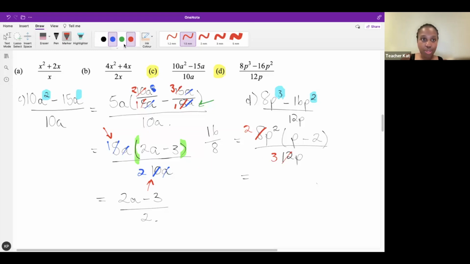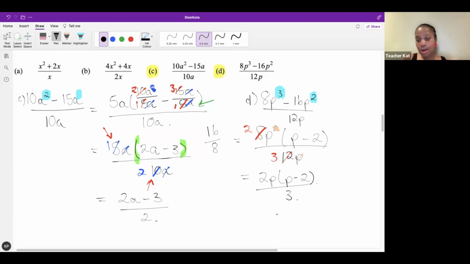Now I have 1p at the bottom and 2 at the top. So this 1 will cancel with one of these. So how many are left at the top? It's just a p. So it's going to be 2p times p minus 2 all over 3. Okay.